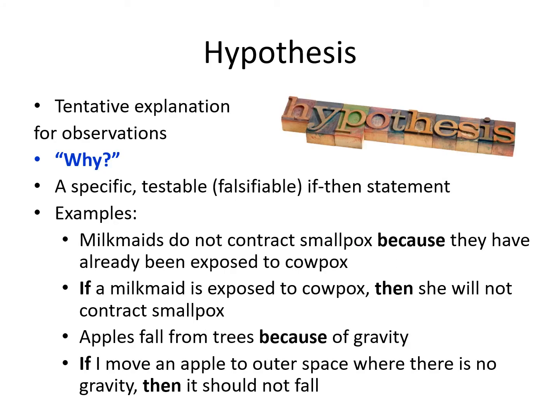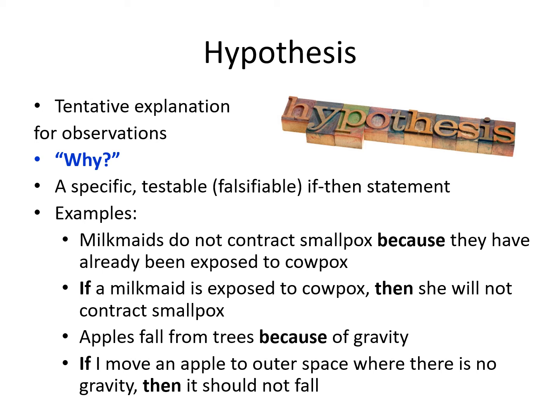A hypothesis is a tentative explanation for observations. It is tentative, meaning we are unsure. It is a guess. A hypothesis has either not been tested at all, or has not been sufficiently tested to be confident about its truth. A hypothesis answers the question, why? Why do things happen the way they do?